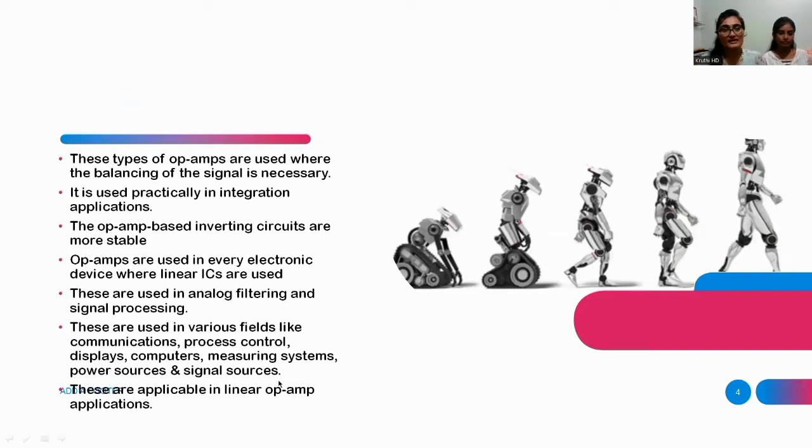It is used practically in integration applications. The op-amp based inverting circuits are more stable. Op-amps are used in every electronic device where the linear integrated circuits are used. These are used in analog filtering and signal processing. These are used in various fields like communication, process control, displays, computers, measuring systems, power sources, and signal sources. These are applicable in linear op-amp applications.